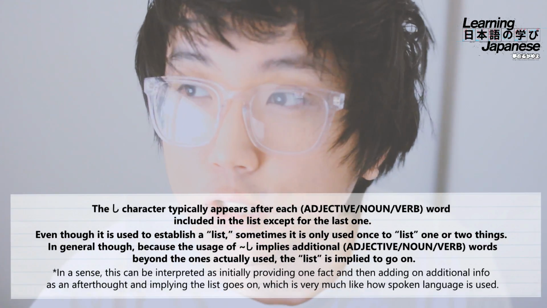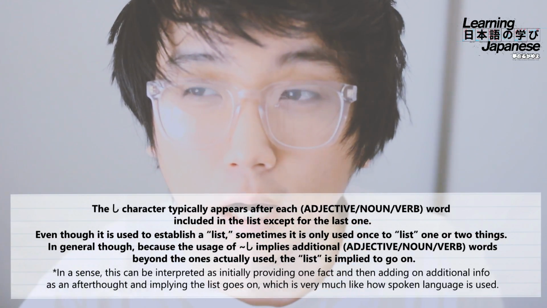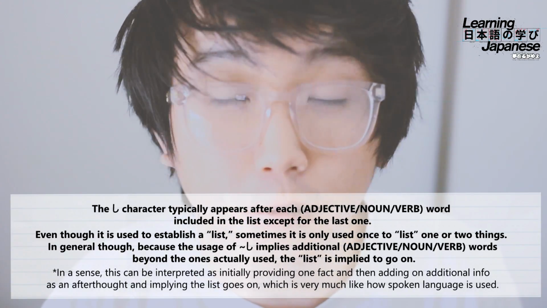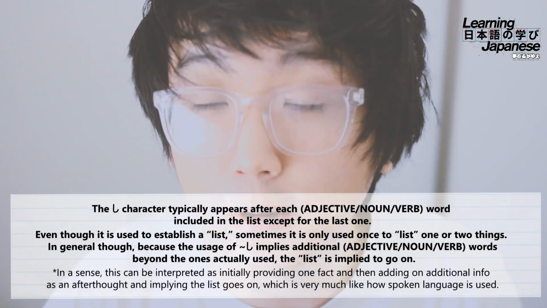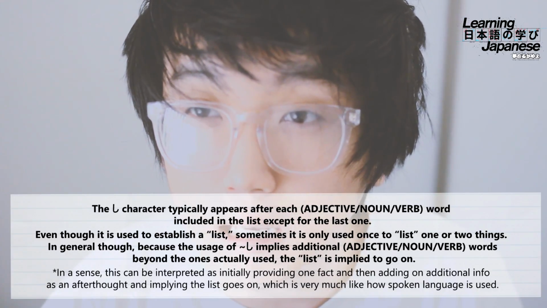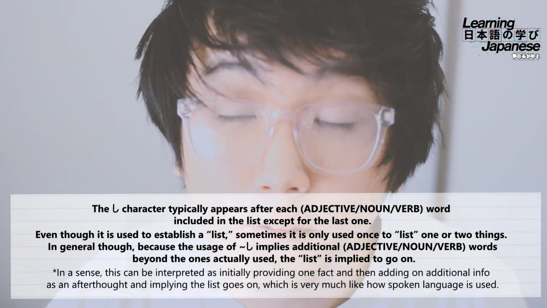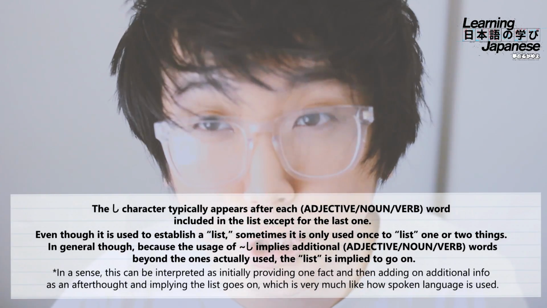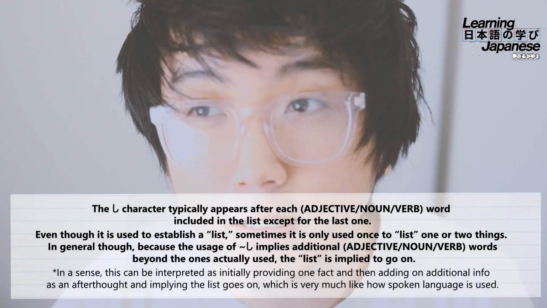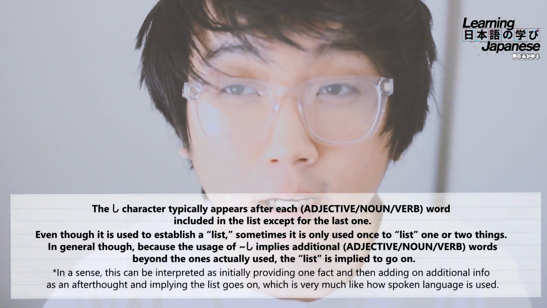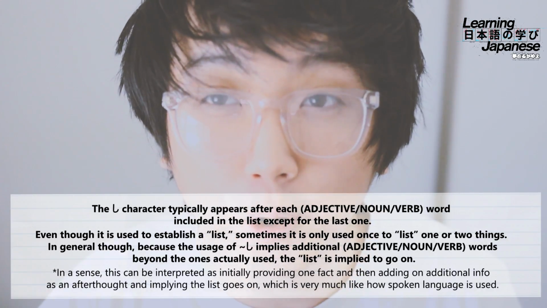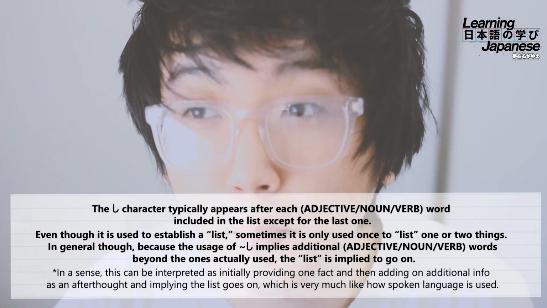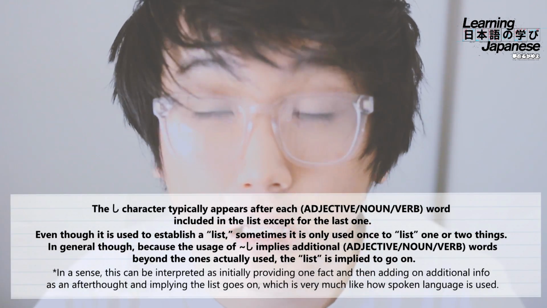Okay, so using し for its most common function, forming a list. What we're going to do is plug in that character し right after every entry in our list except for the last one. And even though this grammar pattern is used to establish what we're calling a list here, sometimes when we use it, we'll only have a list of one or two things. But here's the first nuance that we're going to point out with this grammar pattern: when you use し, it basically implies that there's something more beyond what you said. As in, the list goes on.